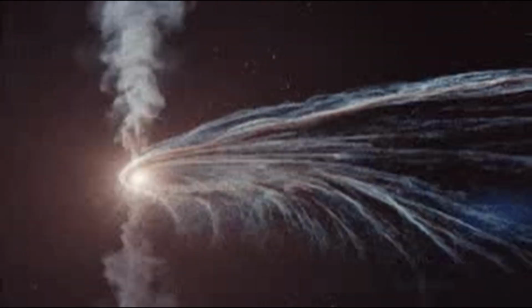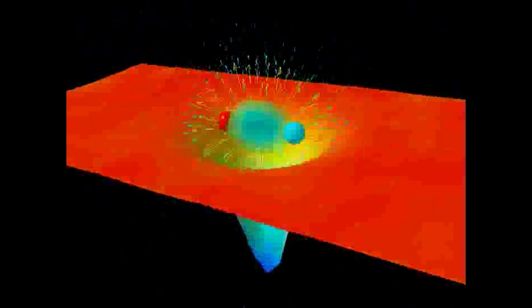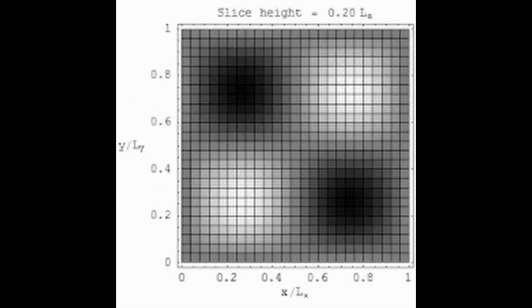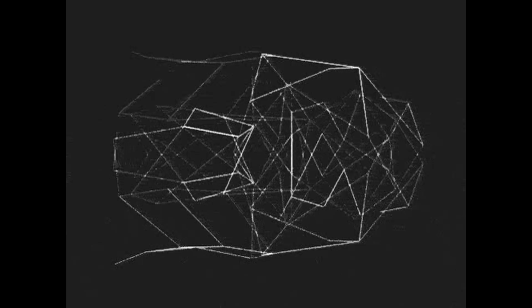Here's how alpha influences various aspects of particle behavior. Electromagnetic force. Alpha characterizes the strength of the electromagnetic interaction between charged particles. It determines how strongly particles like electrons, protons, and charged bosons, W and Z particles, interact with photons, the carriers of the electromagnetic force.